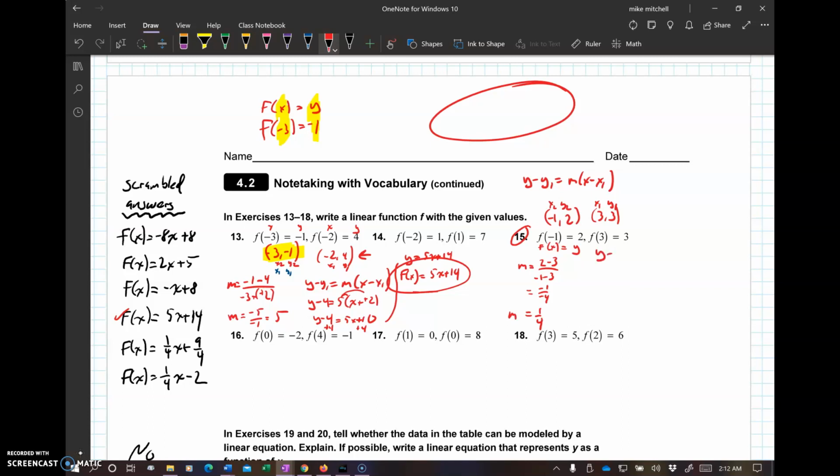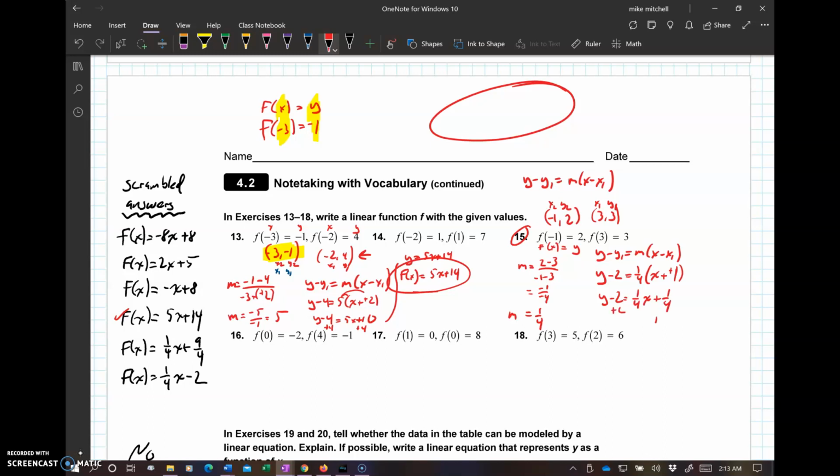Now set up our equation. y minus y1 equals m times x minus x1. So I'm going to use the x1 with the 3 and the 3. I could use the -1 and the 2. I'll use the -1 and the 2 just to show you here. y minus 2 equals 1/4 x minus a -1. That's going to go to plus a positive. y minus 2 equals 1/4 x plus 1/4.